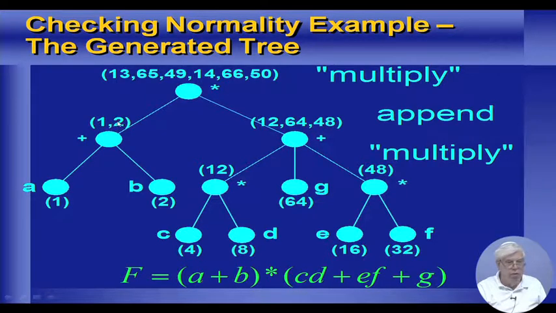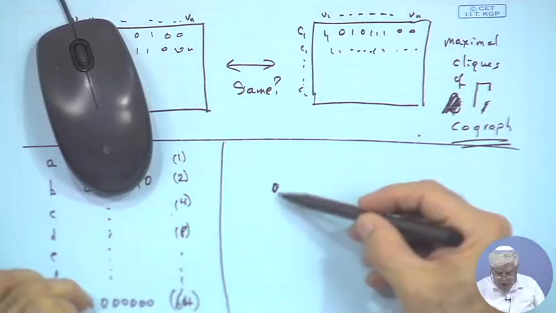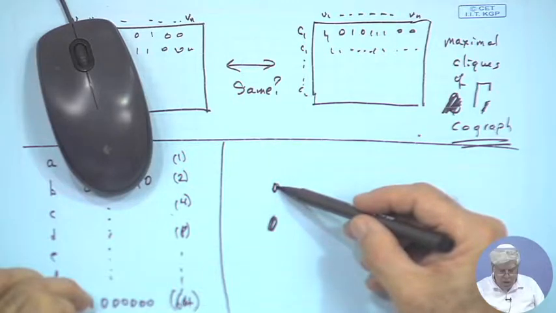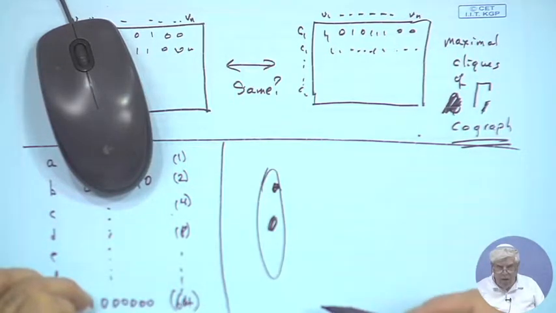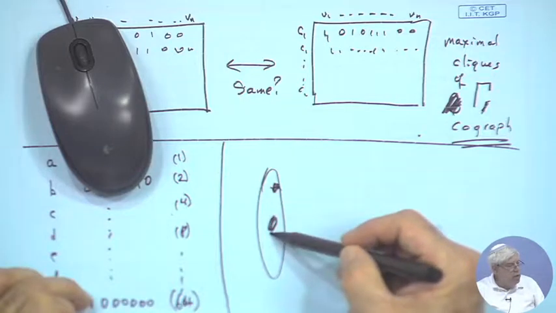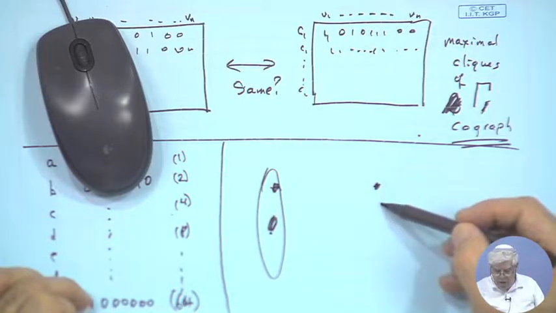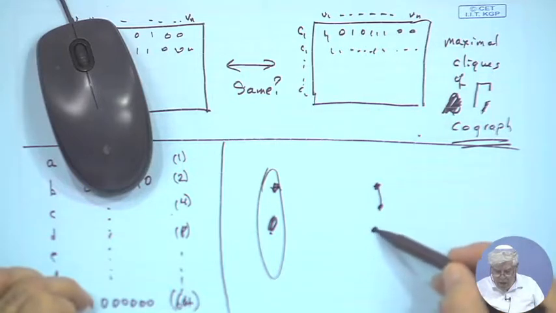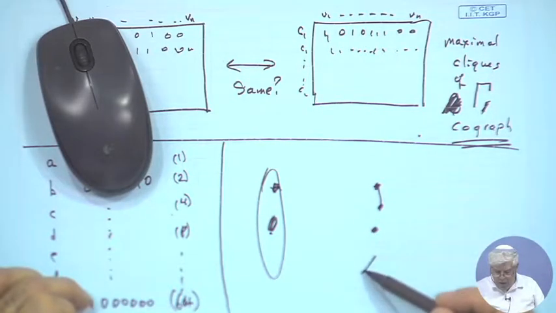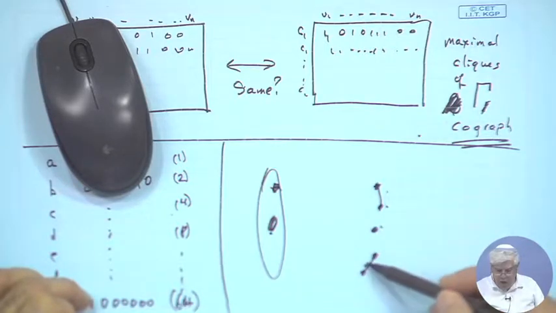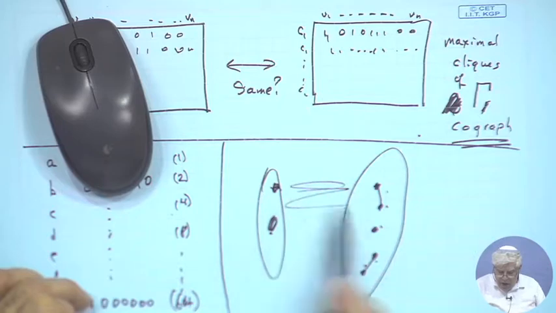Here I have the disjoint union of 2 cliques. If I want to take the join of those, okay, so what am I doing? I'm taking these 2 cliques, this clique as one side. This was A and B. I'm taking this clique, and this clique, and this clique, which are CD, G, and EF on the other side. Now I'm taking their join.